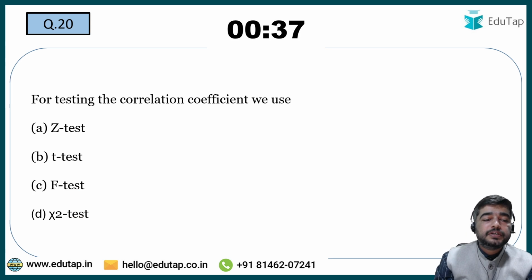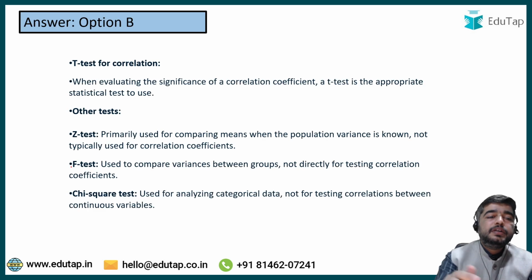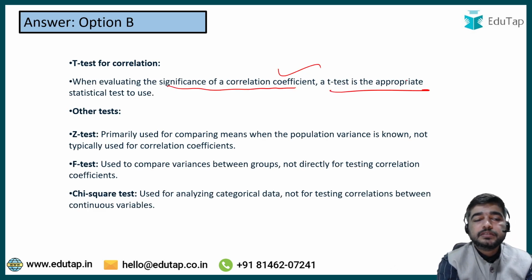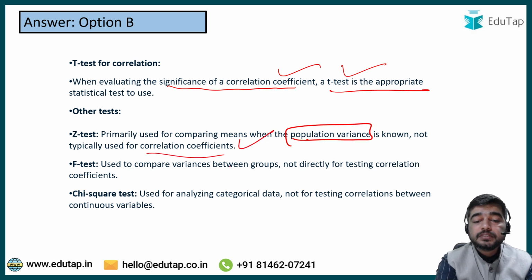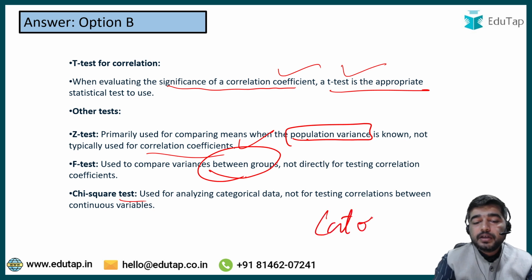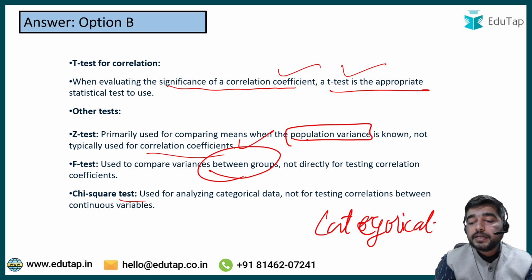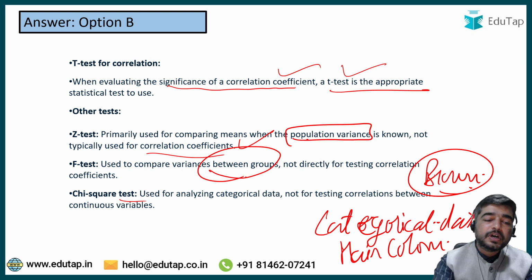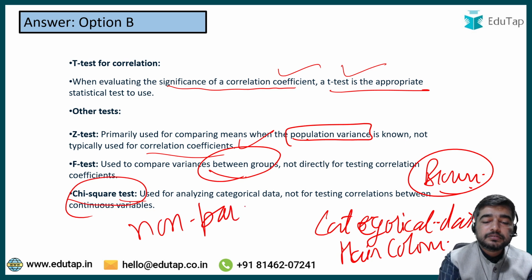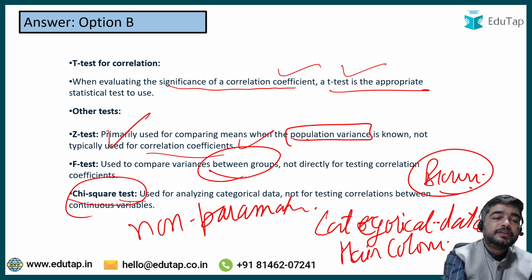For testing the correlation coefficient, we use the t-test. When evaluating the significance of a correlation coefficient, the t-test is appropriate. We can use Z, but the most appropriate is the t-test. Z-test is for comparing means when population variance is known, and it is not typically used for correlation coefficient. F-test is between various groups, and chi-square test is for categorical data, which is qualitative data, not quantitative data. Categorical data, for example, hair color: you have different shades, brown, black. For such data, we use the chi-square test. It is a non-parametric test, while this is a parametric test.